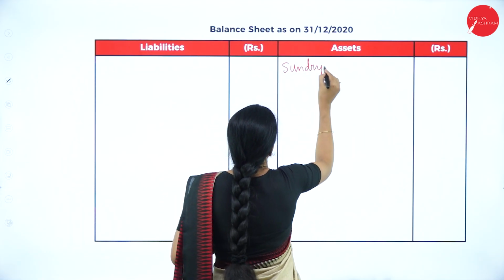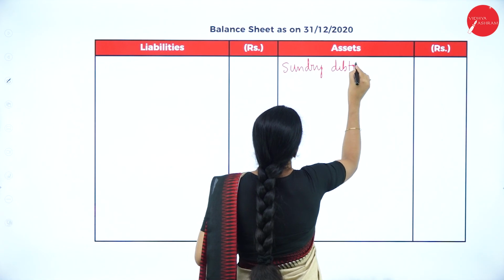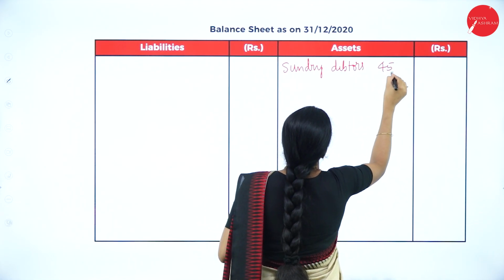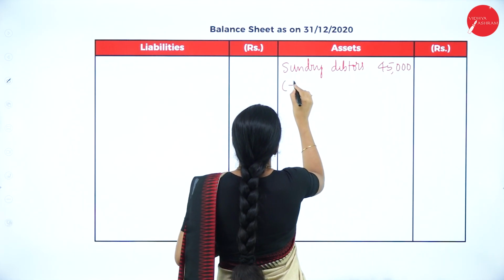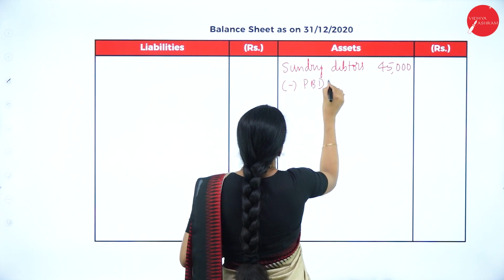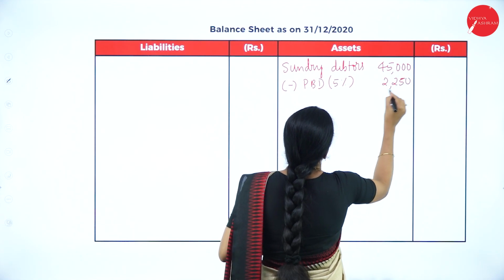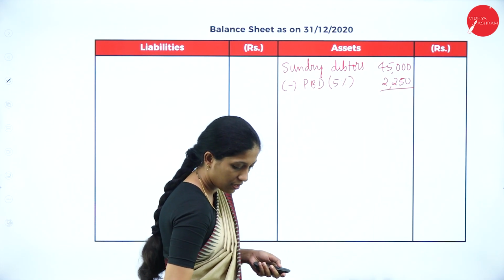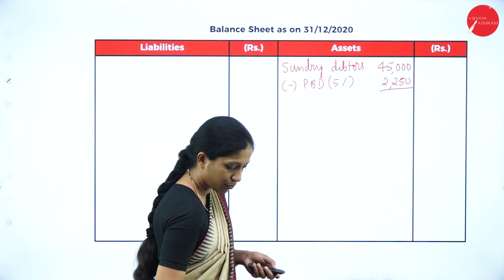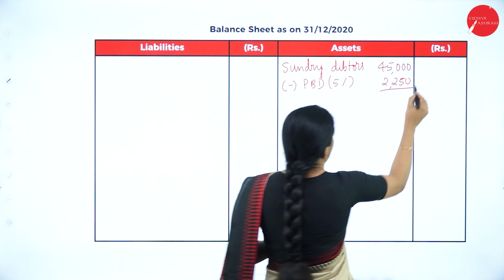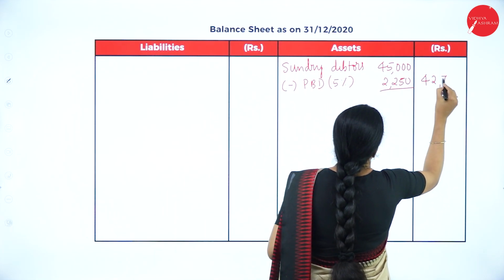Sundry debtors 45,000 minus PBD, that is 5%, so it will be 2,250. So 45,000 minus 2,250 will be 42,750.